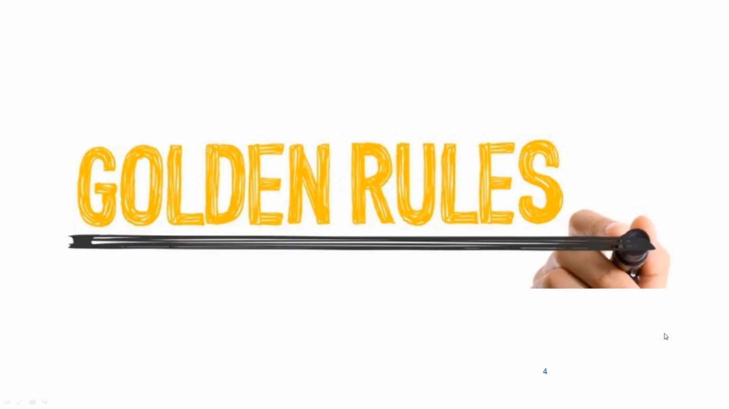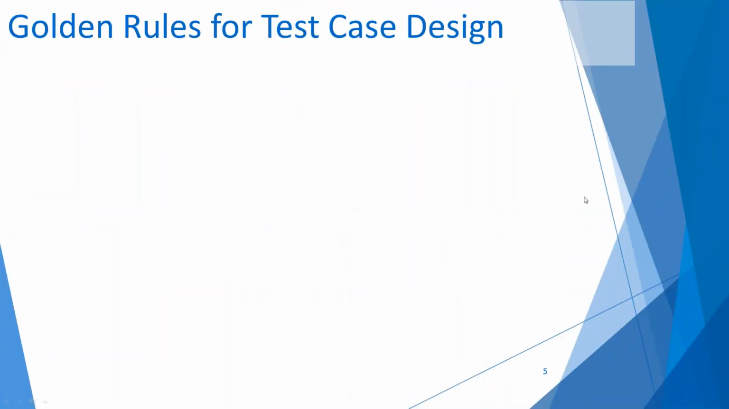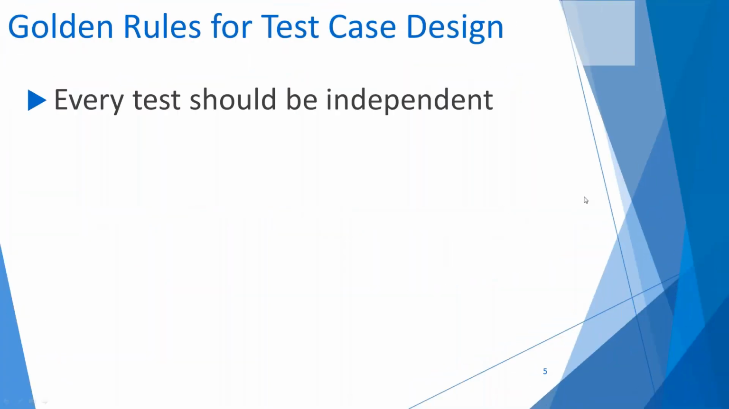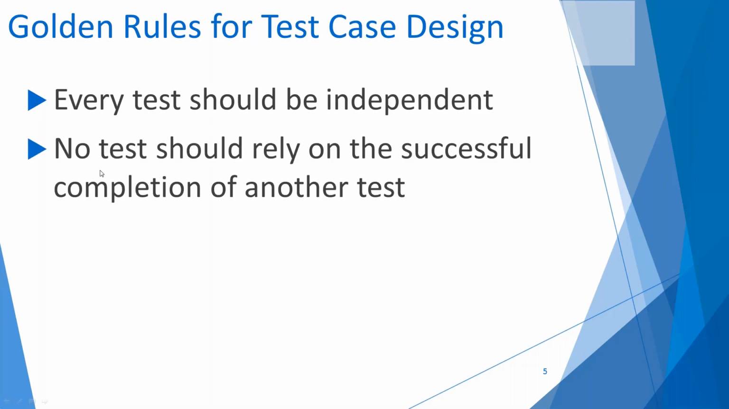Let's talk first about the golden rules. When we design tests, to the extent that we can, every test should be independent. I know that's not always easy, but this is something you should strive for. Every test should be independent. Another way of saying that is that no test should rely on the successful completion of another test.